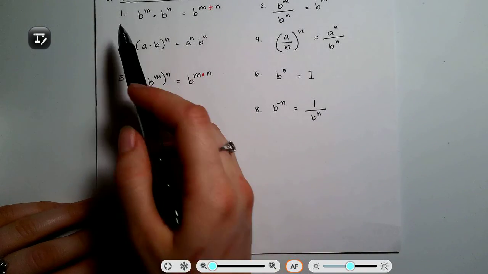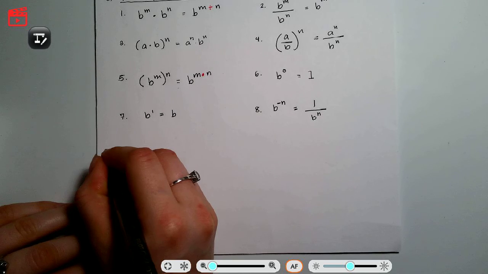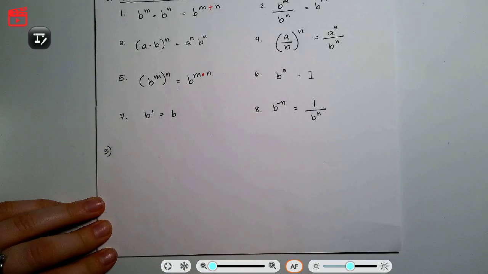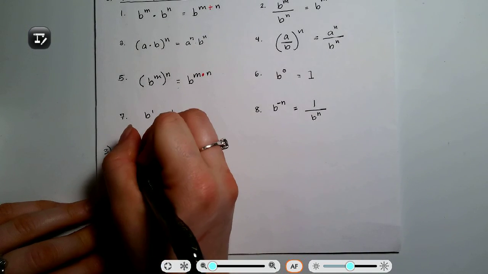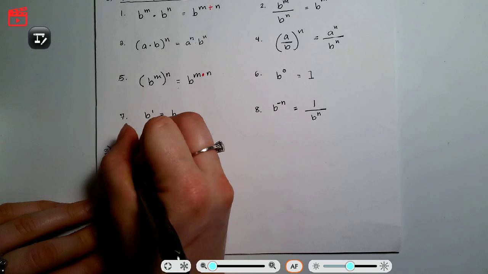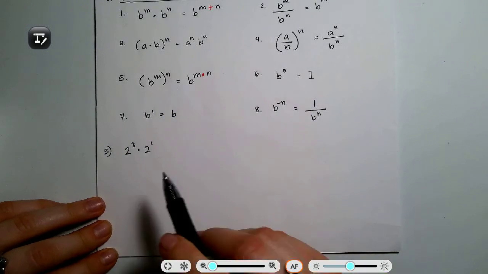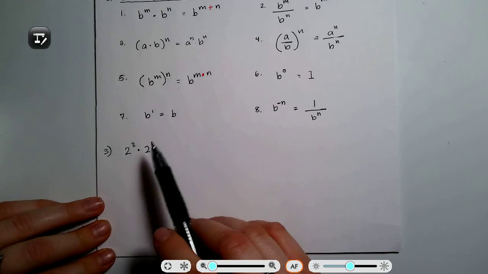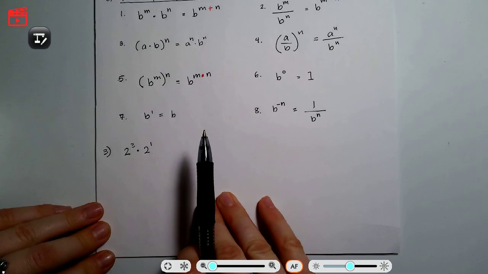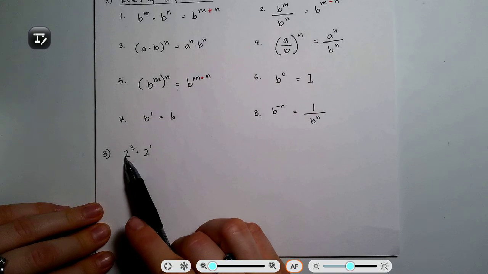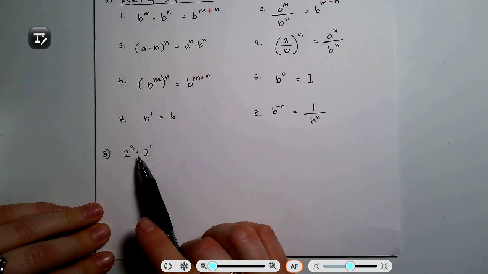That was number 2, so let's look at number 3. Use the rules of exponents to simplify. So 2 to the 3rd power times 2 to the 1 power. Let's see, what scenario does this match? Which one of the rules could I use this with? I'm looking for the same base and multiplication between them.